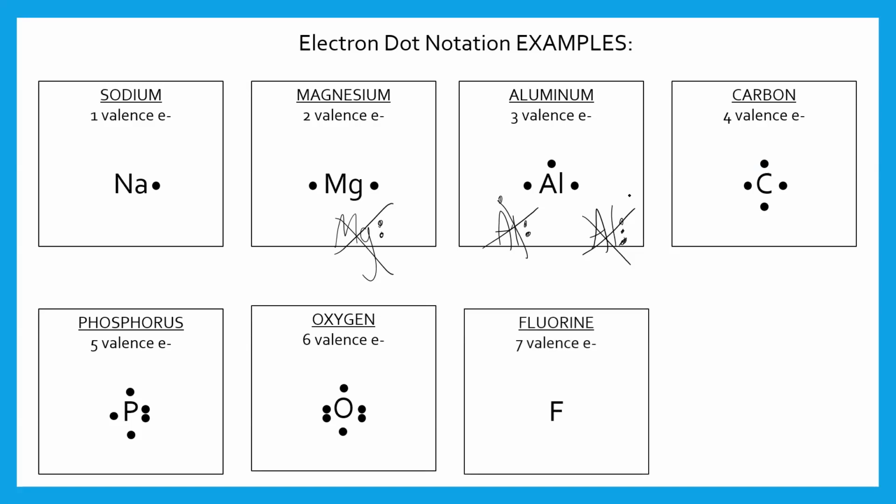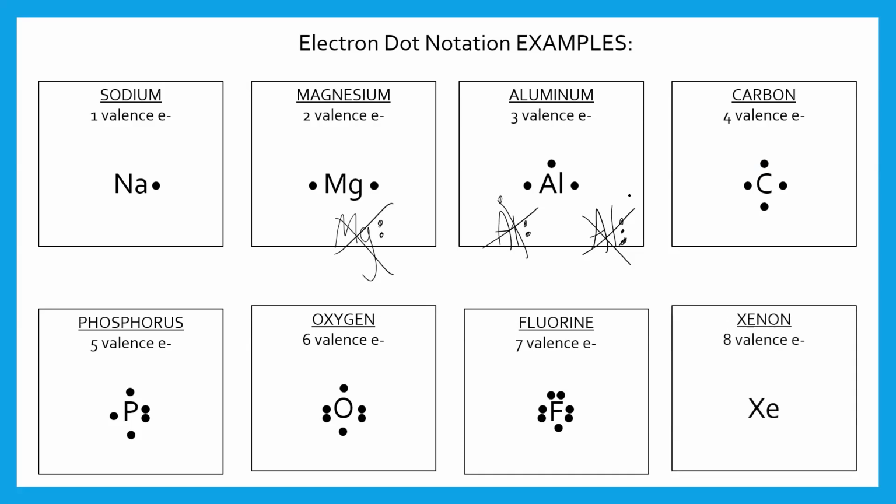Fluorine is in group 17, 7 valence electrons, so 1 per side, and then I'm doubling up 3 sides. So once again, yours may look a little bit different, but you should have 3 sides with 2 dots, 1 side with 1 dot. And then lastly, a noble gas, for example, neon, group 18, has 8 valence electrons. Everyone should look exactly the same. 1 dot on every side, and then we double up on every side. Okay, so that is electron dot notation, and you're going to use this to draw Lewis structures showing bonding.